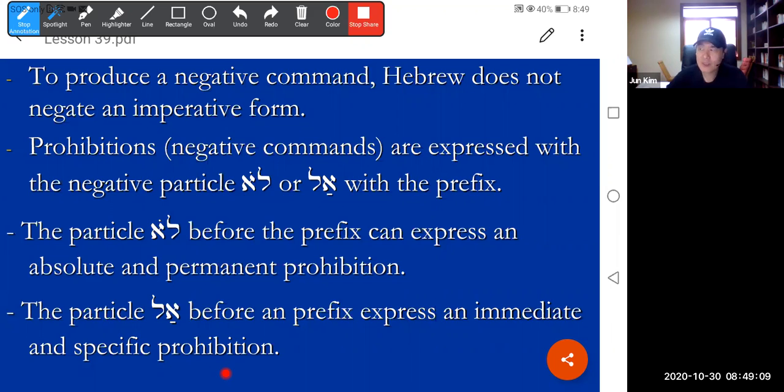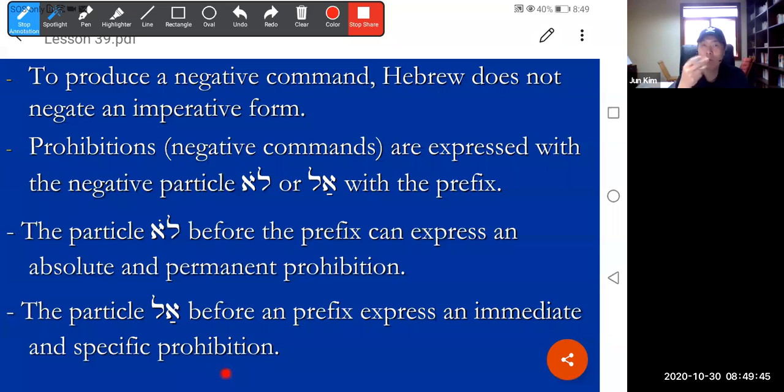So it's going to be quite interesting if you read the Hebrew Bible and you see "do not make any idol", then I think you will be able to see that specific particle lo, because that must be a permanent and absolute prohibition. So now, when you are dealing with lo or al in Hebrew language, you need to understand this nuance in terms of the difference between lo and al. Okay? So this is quite interesting.